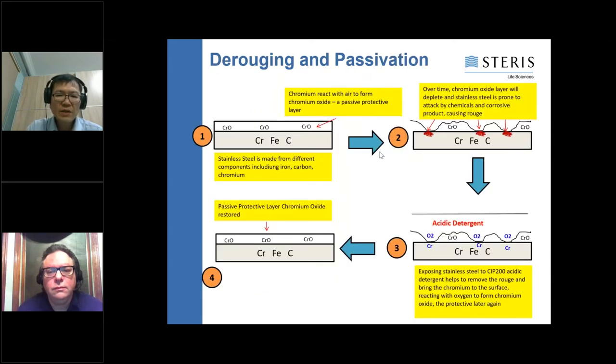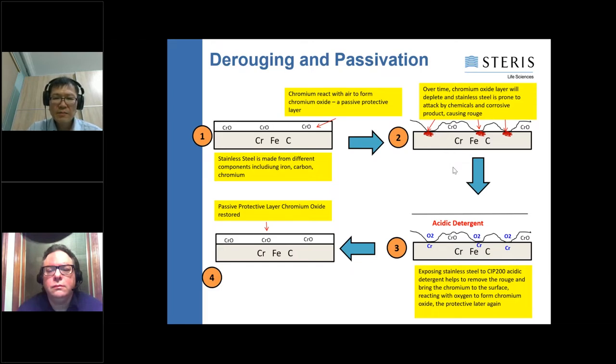So de-rouging and passivation, this is a simple diagram to show the principle. In a normal stainless steel, you can see that there is a passive layer, a chromium oxide layer, which is protecting the stainless steel surfaces. Over time, this passive layer can be depleted or damaged. When this layer is damaged, the iron in the stainless steel can react with the oxygen to form iron oxide. This will appear as the rouge, a reddish brown color.